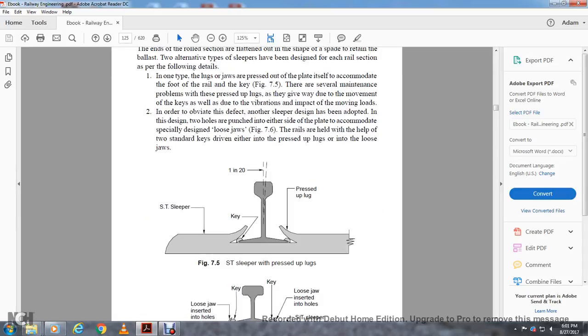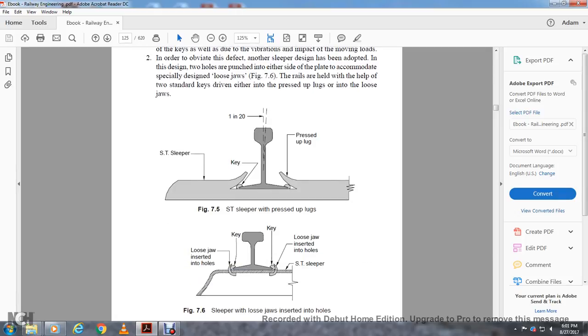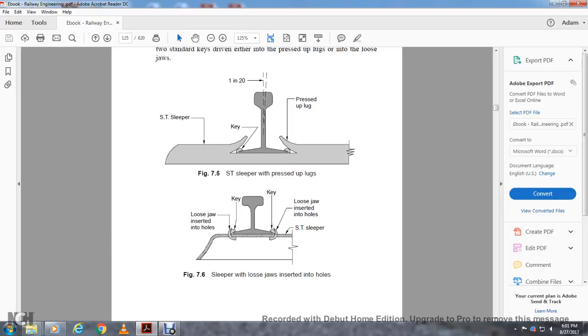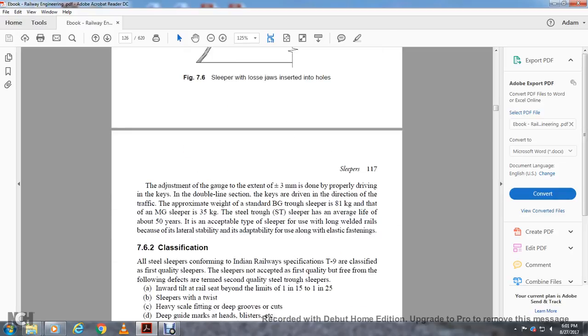Figure 7-5 shows the sleeper with pressed-up lugs, the pressed-up lug, key and steel trough sleeper. Figure 7-6 shows the sleeper with loose jaws inserted into the holes, the keys, and the steel trough sleeper. The gauge can be adjusted within plus or minus 3 millimeters by properly driving in the key. In a double line section, the keys are driven in the direction of the traffic.